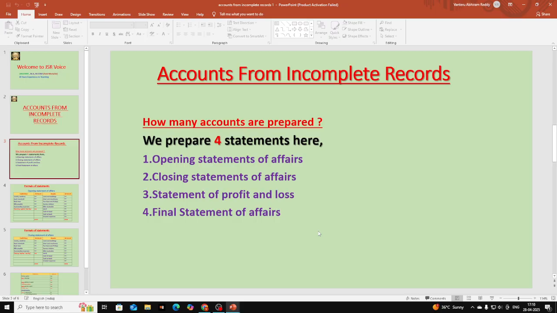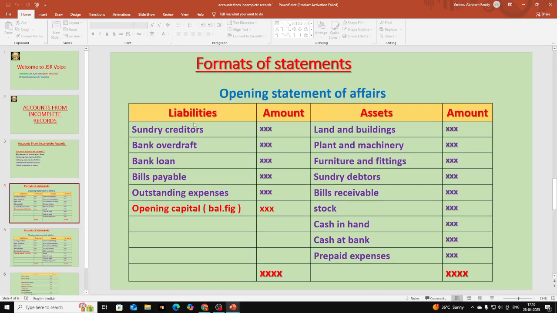Let us discuss what the formats are for all these 4 statements. Go to the discussion and let us go here. Let us go to the first format discussion. Opening statement of affairs looks like this. Statement of affairs is nothing but balance sheet, I already said. So we have to draw the columns of a balance sheet: liabilities, amount, assets, amount.